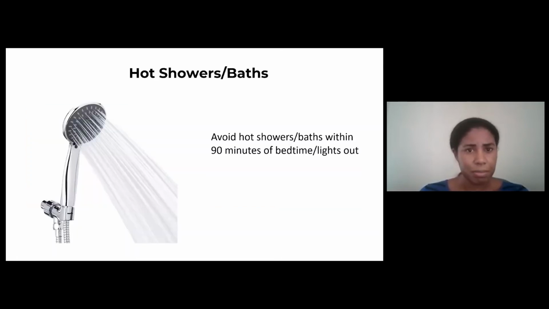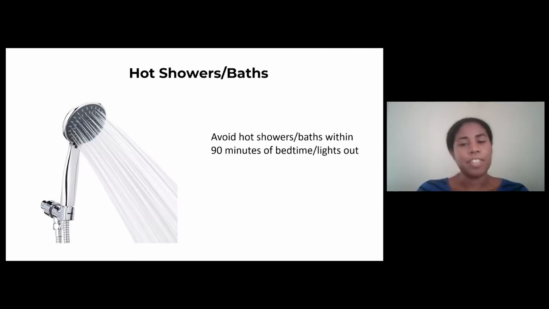harder to fall asleep. Another one that people might not think about, or might think the opposite about, is showers, hot showers and baths. I think we tend as a society to think of that as a relaxing activity, and it is. It feels good, having a nice hot shower, and it feels relaxing.